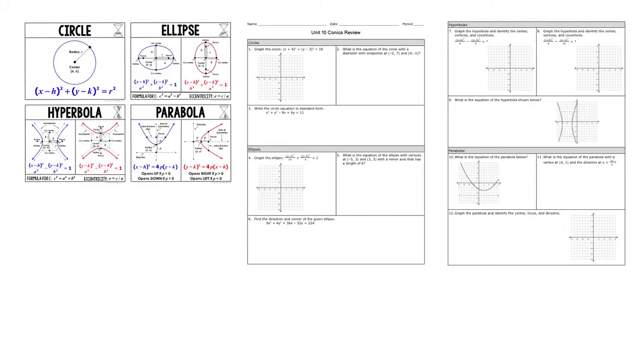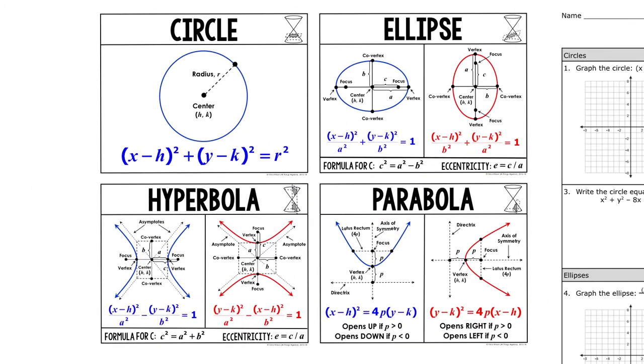Hey guys, today we're going to start reviewing everything from Unit 10, which was all about conic sections. You should have picked up a paper that looks like this, where it has all the information that you need for each of these conic sections. Now we're going to go in order that they are here. So we're going to start with circles, go to ellipse, hyperbola, and then parabola.